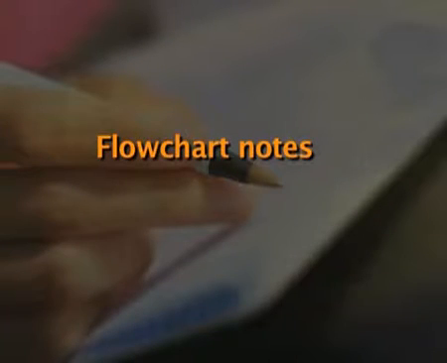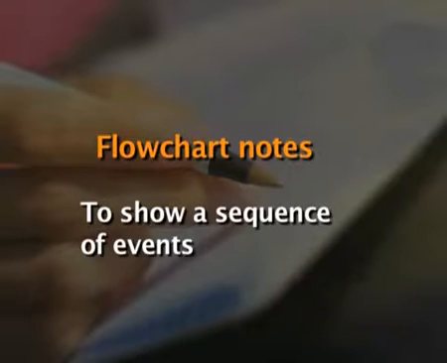Number 3 is flowchart notes. Flowchart notes help us to show a sequence of events, one after the other. And it also shows a cause and effect relationship. Okay, this is a cause and this is the effect, or this is the effect and this is the cause. So it shows the cause and effect relationship. And flowchart notes are also very useful when taking notes from reading and also helpful for exam revision. It's very important, flowchart notes.